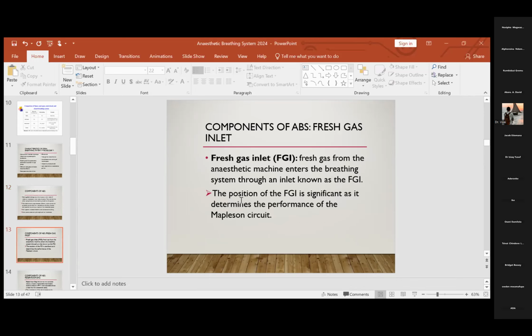The second one is the fresh gas inlet. We're going to be looking at it as we go on. The fresh gas inlet is where the fresh gas from your anesthetic machine enters the breathing system. The position of your fresh gas inlet in relation to the patient and your anesthetic machine determines the performance of the Mapleson circuit. Two things are very crucial in classifying Mapleson systems: the position of the fresh gas inlet and your APL. We determine the classifications and the functionality of the different Mapleson breathing systems.